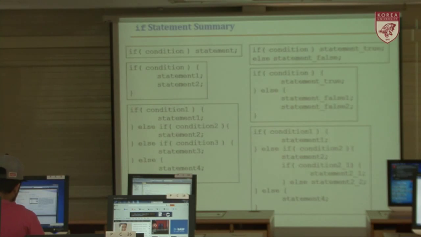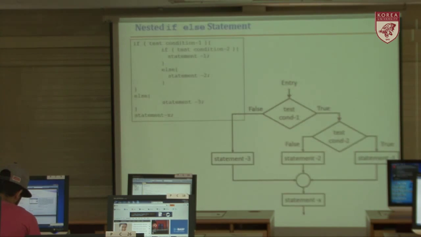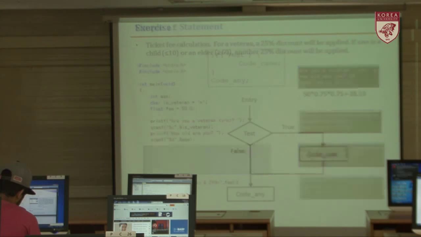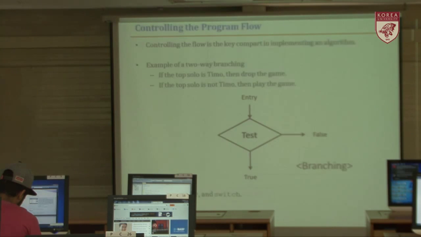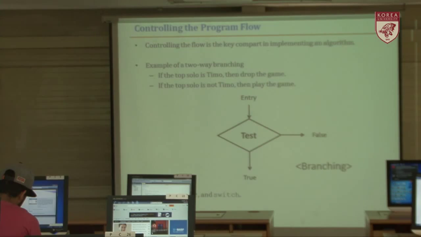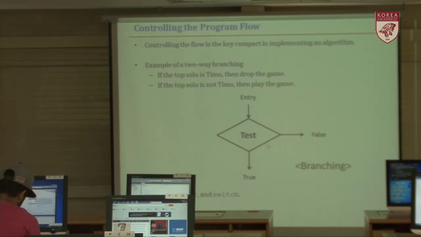So let me briefly review. In the last session, we discussed branching, which is for controlling the programming flow. Based on some test condition, the program can go through in this way or the other way.